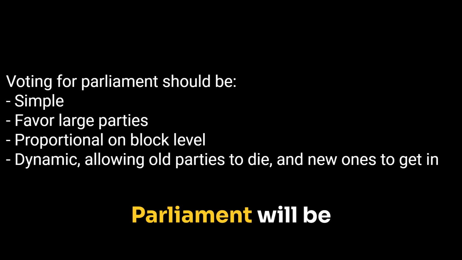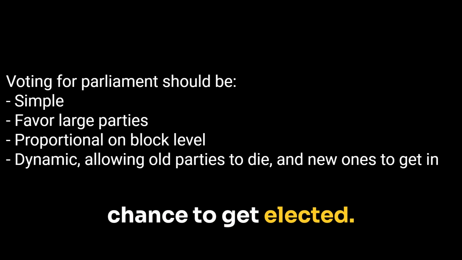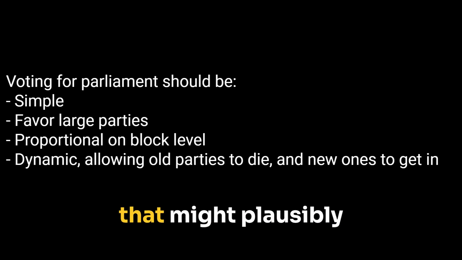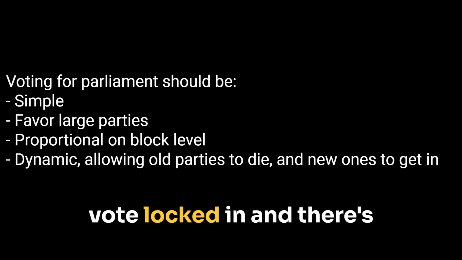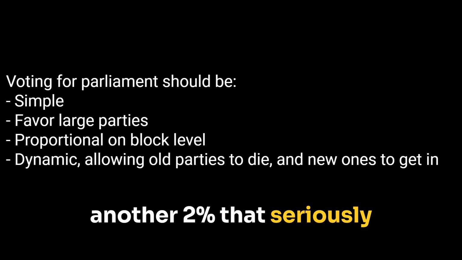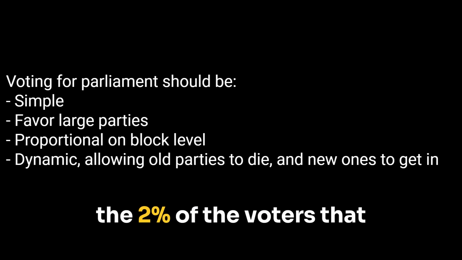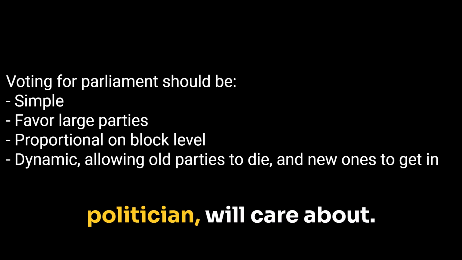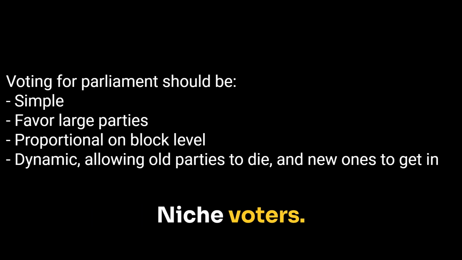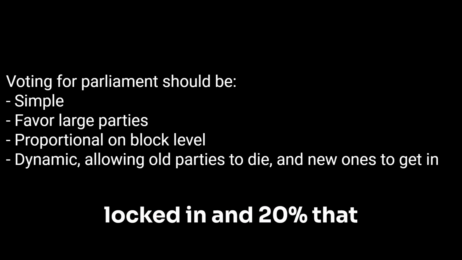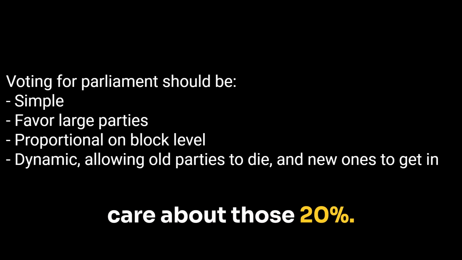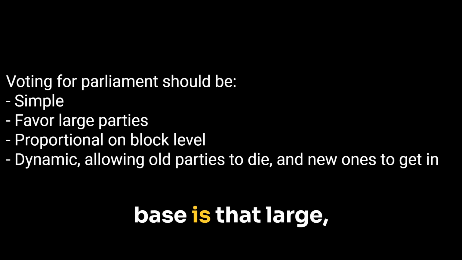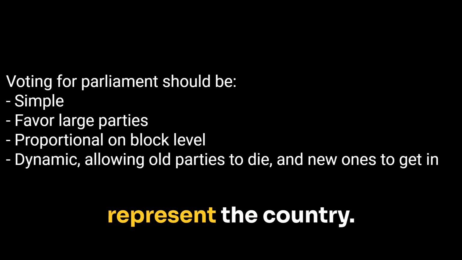Most members of Parliament will be loyal to their party. They depend on the party to have a chance to get elected. What matters to the party are those that might plausibly vote for the party. If a party has 1% of the vote locked in, and there's another 2% that seriously considers it, those are the 2% of the voters that the party, and thus the politician, will care about. Niche voters. But if a party has 30% locked in, and 20% that seriously considers it, it will care about those 20%. When the voter base is that large, they more or less represent the country.